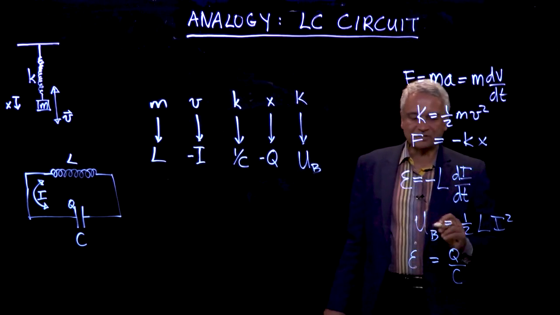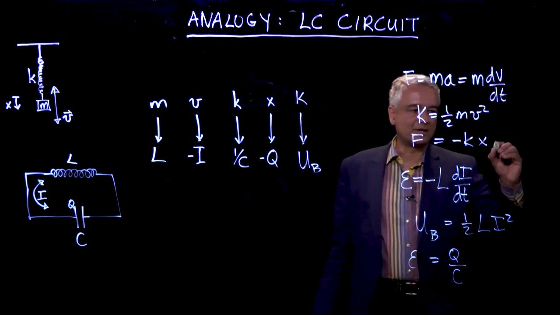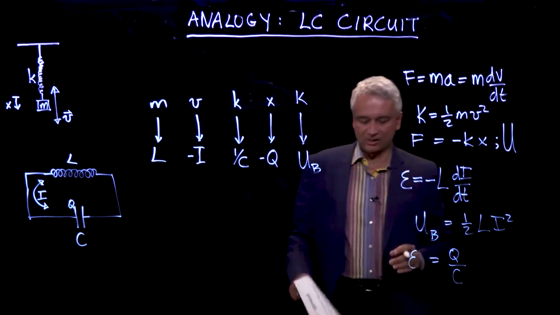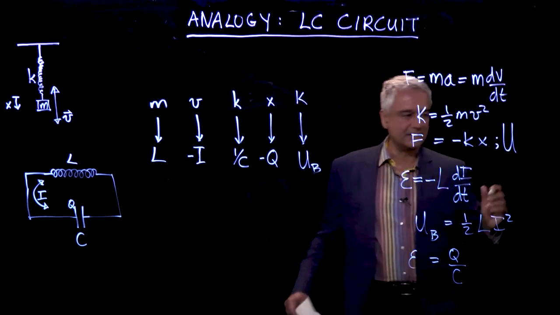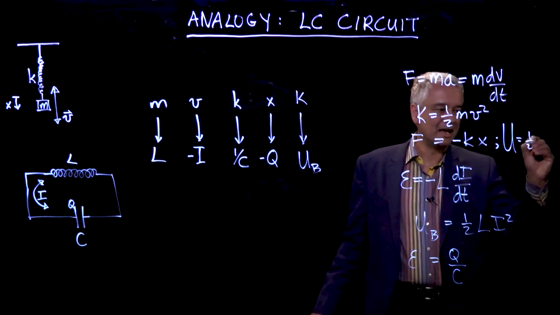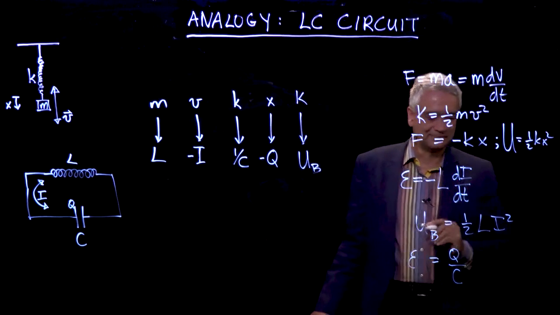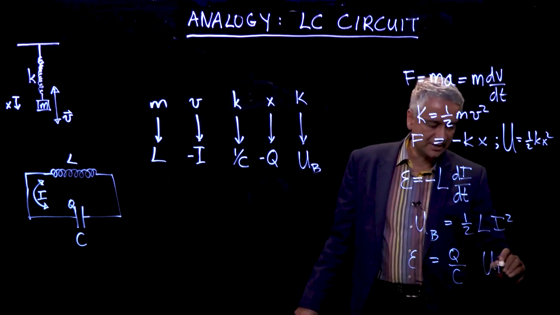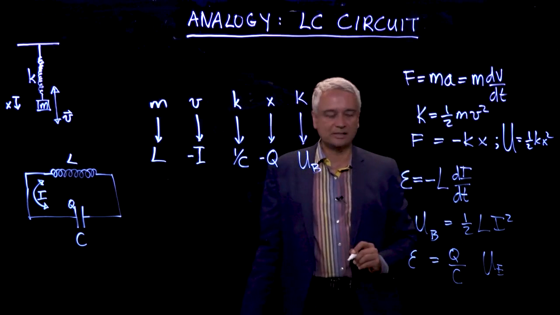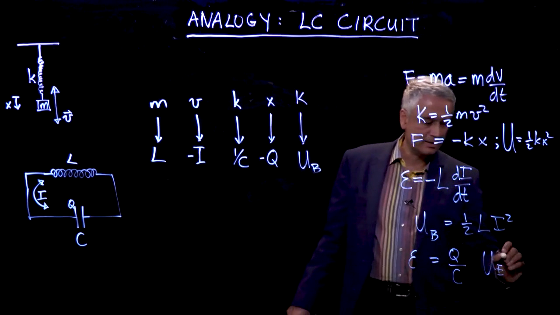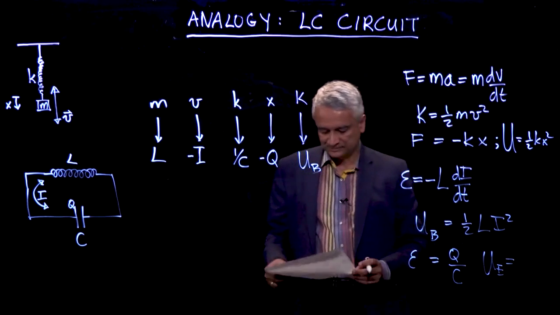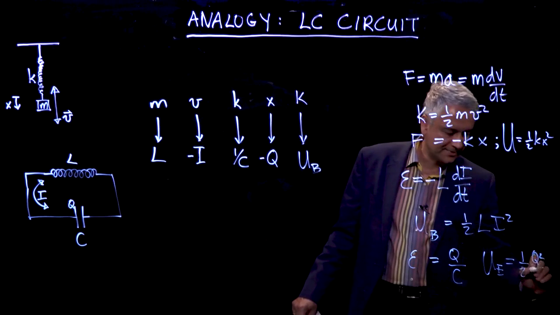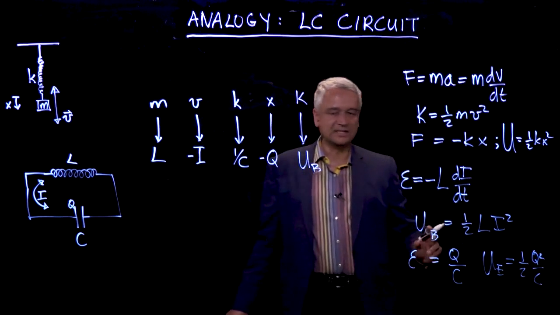What about the electric field energy? Well, that corresponds to the potential energy in the mechanical oscillator. That potential energy is 1/2 kx squared. And the electric field energy in the electromagnetic oscillator, in the LC oscillator, that electric energy is 1/2 q squared over c. And you see that this works.